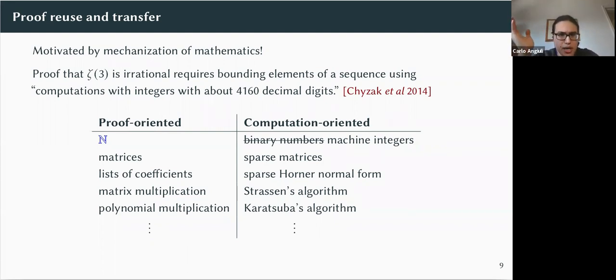I mean, also matrices versus sparse matrices and so forth. And once again, all of these examples on the slide, they're not actually isomorphic. So the natural numbers are not actually isomorphic to machine integers. There are a lot more natural numbers. In sparse representations, there are a lot of different ways you can make something sparse. So once again, it's not an isomorphism, just like in the Q example.